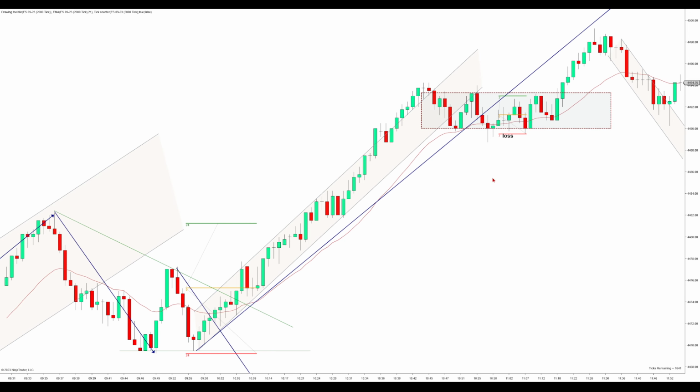So just to be clear about that. Now here, this is where I took this loss right here. Now, notice we made the new high. We have this first entry long, second entry long, and then I was viewing this as a higher low above the second entry.